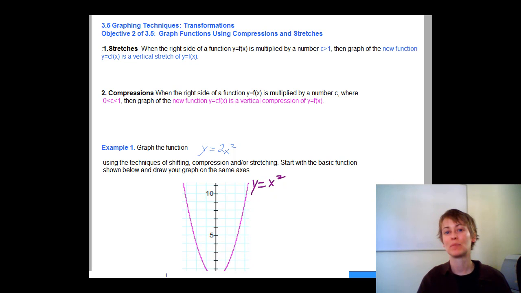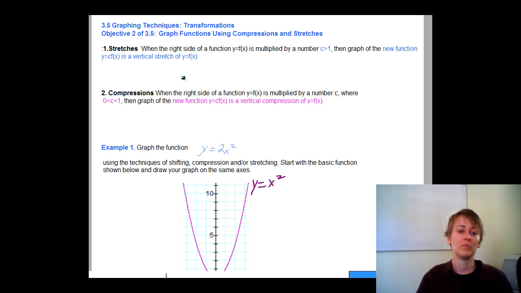So we're still talking about 6 transformations. We've already talked about 2, and that was vertical and horizontal shifting. And now we're moving to compressions and stretches. So these are 2 new tools for your toolbox.